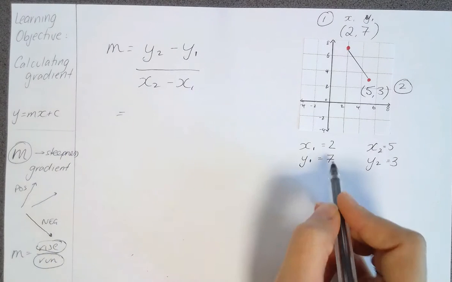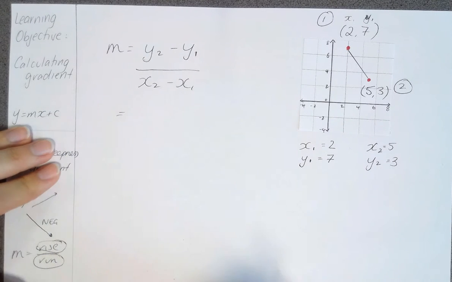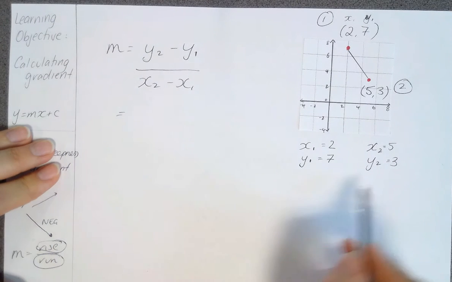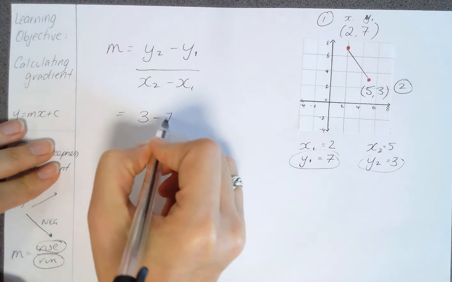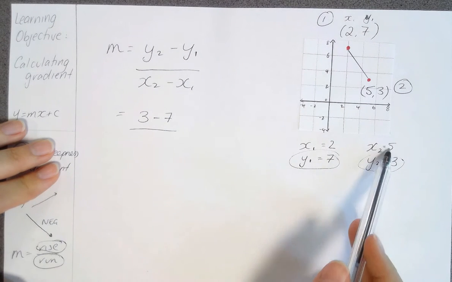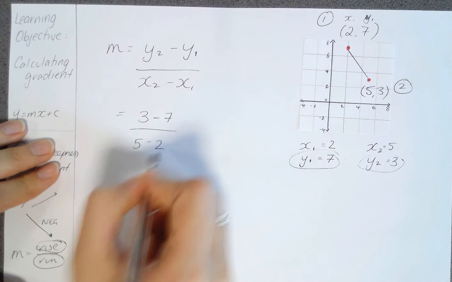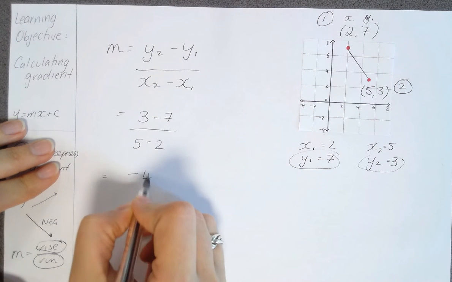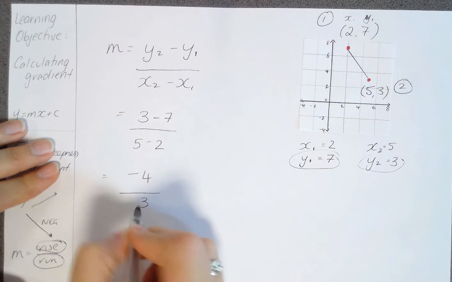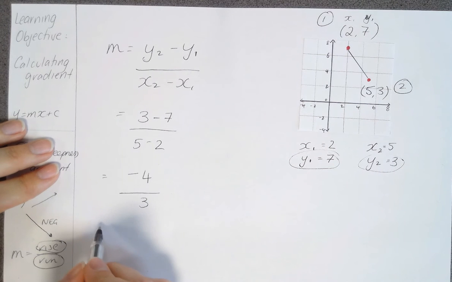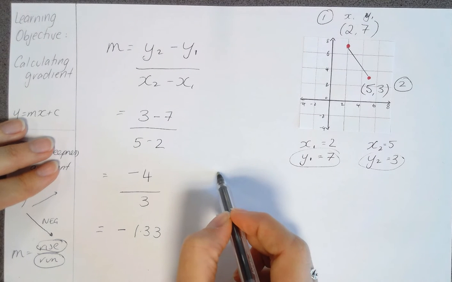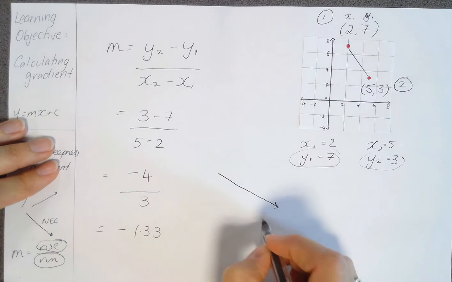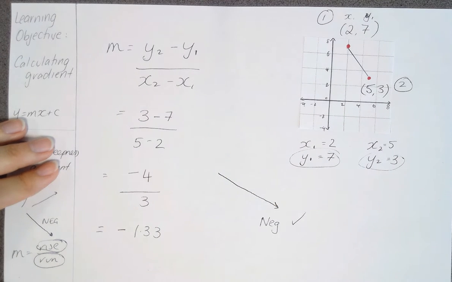So now we've got our points all written out. We can substitute into our formula. So y2 minus y1. Here's y2, here's y1. So 3 minus 7 over the top of 5 minus 2. 3 minus 7 is negative 4. 5 minus 2 is 3. So it means we're actually going to end up with a negative value as our gradient, so negative 1.33. And that's okay because if you have a look from left to right, our line is going down, which means a negative gradient is perfectly fine.